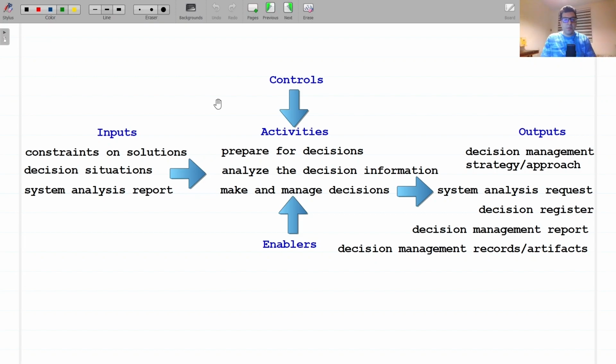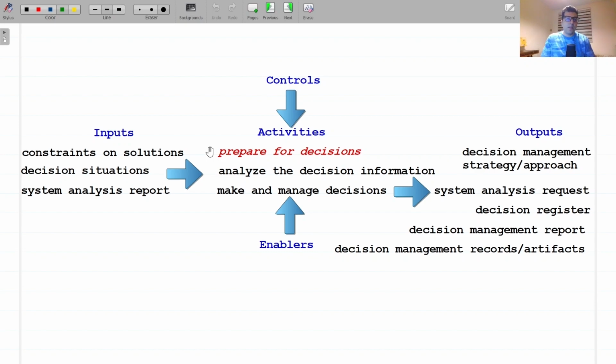The decision management process includes the following activities: prepare for decisions, develop the decision management strategy or approach for system or project decisions, establish and challenge the decision statement and clarify the decision to be made, determine the analysis methods, other processes, and tools required to support decision activities. Note that the system analysis process is often applied to perform analysis to provide input for the decisions.